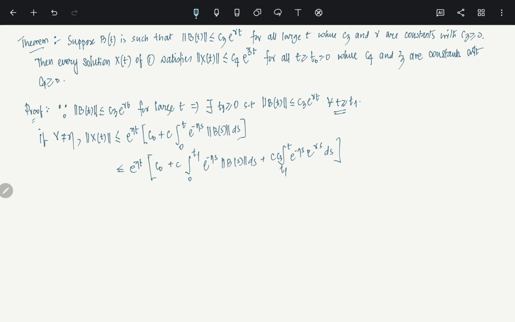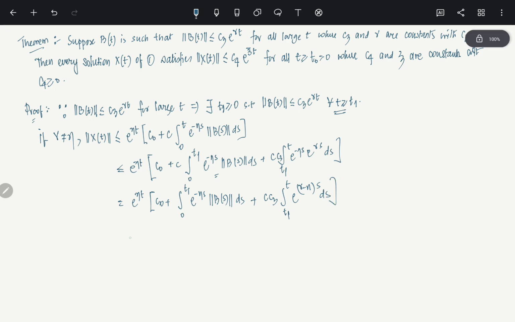Yes. So if that is true, now you see, then we can write it like this: e to the power eta t times c naught plus, this we will just leave as it is, 0 to t1 e to the power minus gamma s norm of bs ds, plus c3, this is t1 to t. Now this is nothing but e to the power gamma minus eta times s ds, right?